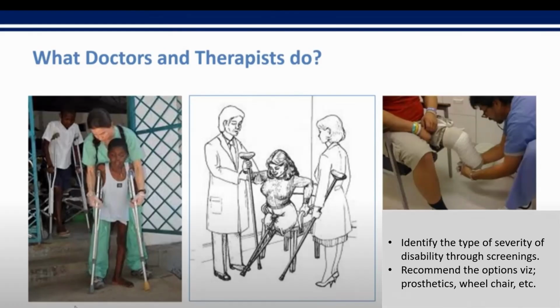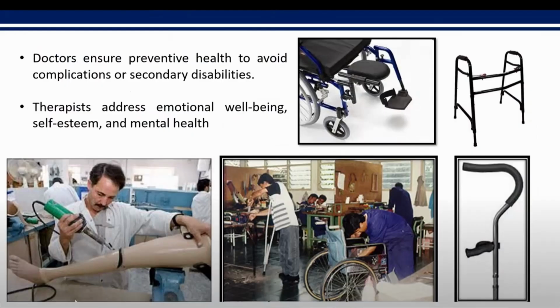Suppose the person does not have hands or legs, it can be addressed in the form of prosthetics, or a person who is not able to walk can live his or her life with the help of a wheelchair. That is the solution from the doctors or therapists. And the doctor ensures preventive health to avoid complications or secondary disabilities.